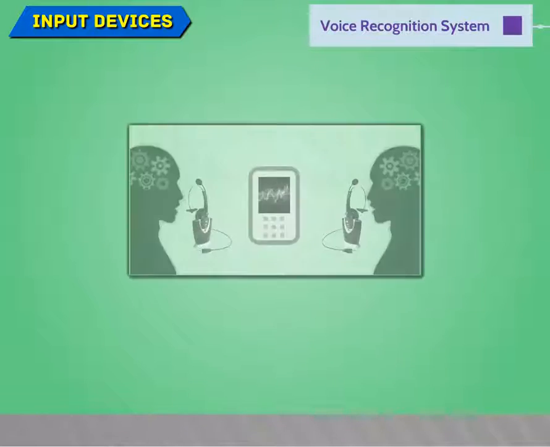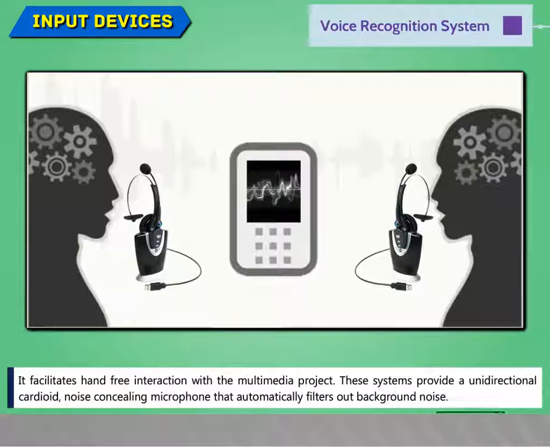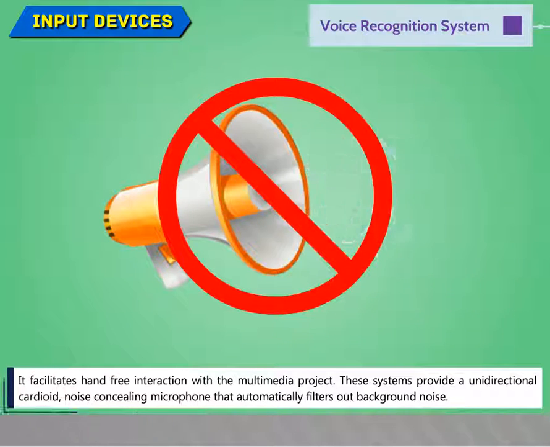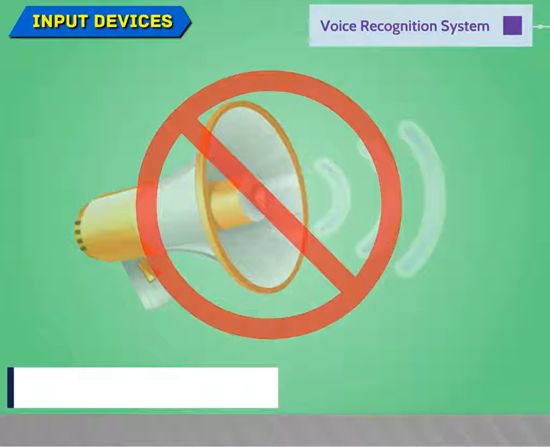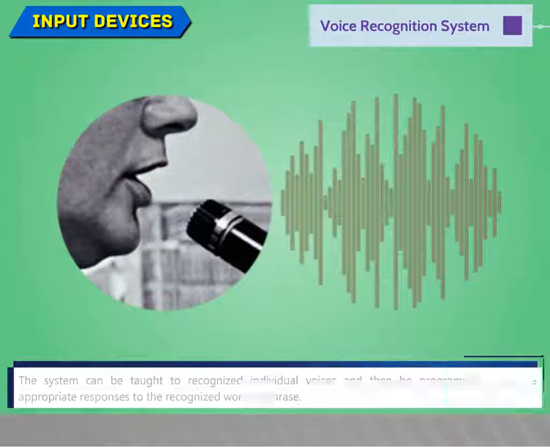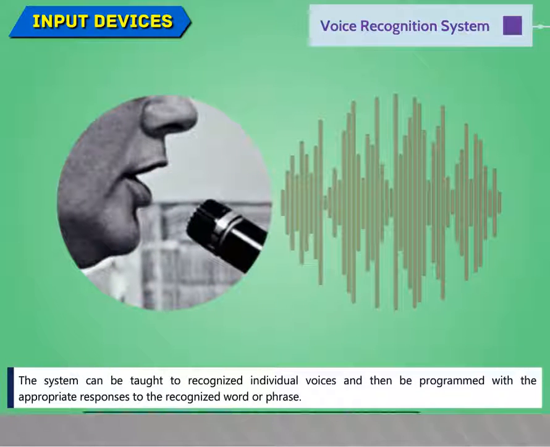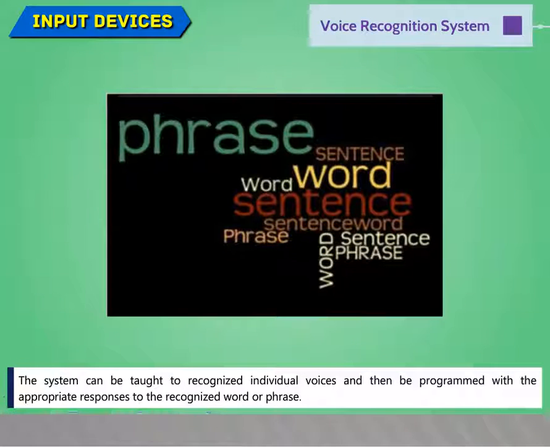Voice recognition system. It facilitates hands-free interaction with the multimedia project. This system provides a unidirectional cardioid noise-canceling microphone that automatically filters out background noise. The system can be taught to recognize individual voices and then be programmed with the appropriate responses to the recognized word or phrase.